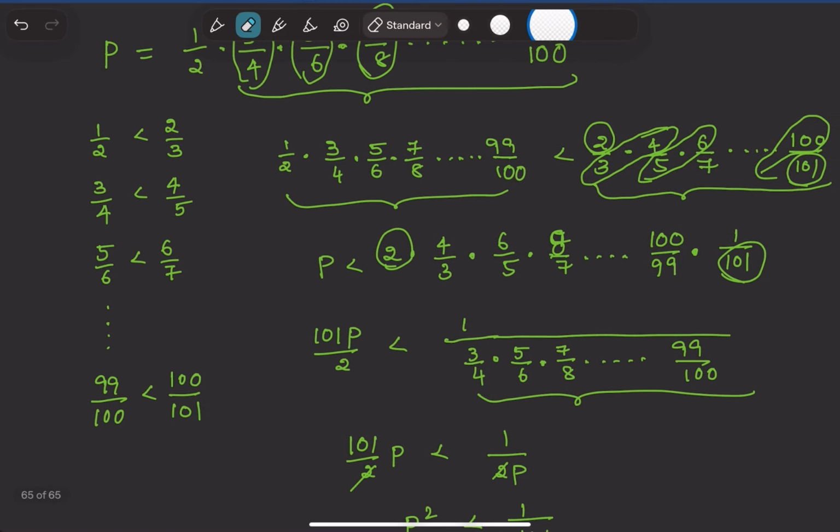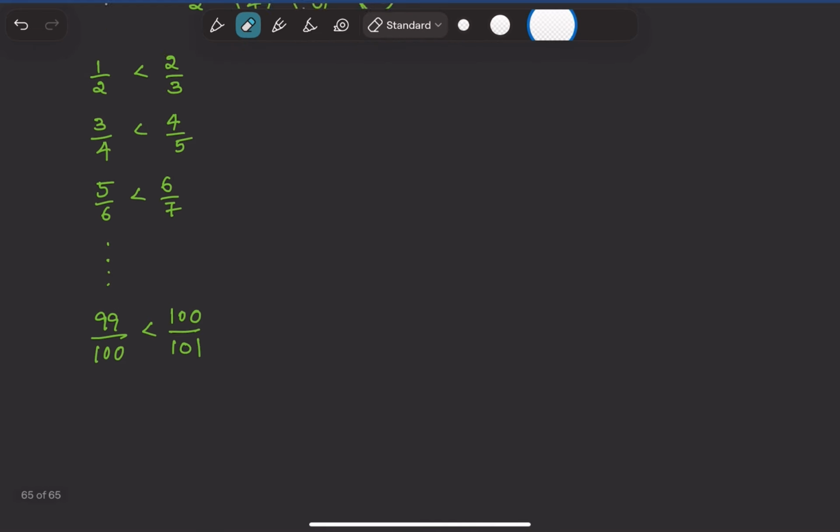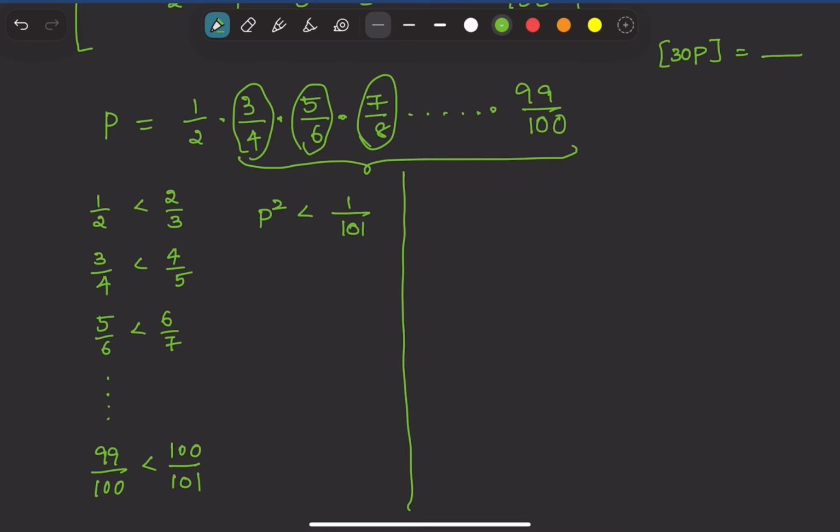Let us erase everything and have this. So p square is less than 1 upon 101. P square is less than 1 upon 101. Now I'll do something else. So let us move ahead.